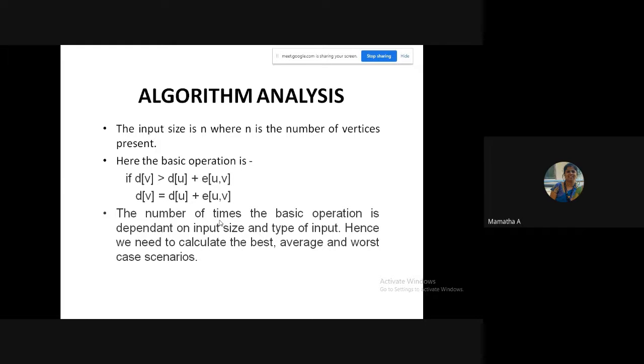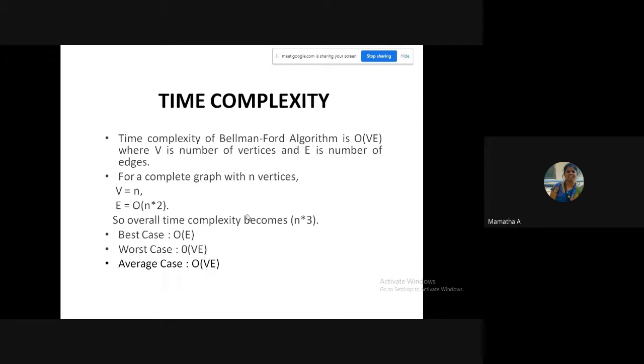It also depends on the type of input that you give, based on the edge weights. So we need to calculate the best case in the average case analysis. You can just observe for a complete graph. As I told you, what is a complete graph? One wherein there is an edge from one vertex to all other vertices. There is a compulsory edge, right? So for different graphs you give, the complexity varies. That's what I am just telling you, right?